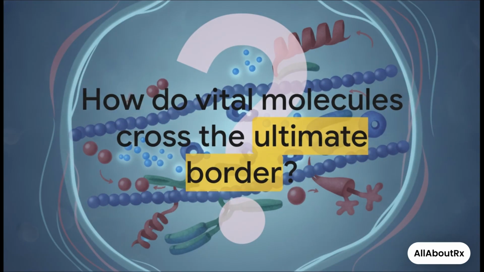Think about it for a second. How do vital molecules, nutrients, and life-saving drugs actually cross the cell's ultimate border? You see, the plasma membrane isn't just some passive wall. It is a highly secure border crossing that strictly dictates exactly what gets in and what gets out of our cells. Every single physiological process you can think of depends on this microscopic security system functioning perfectly.